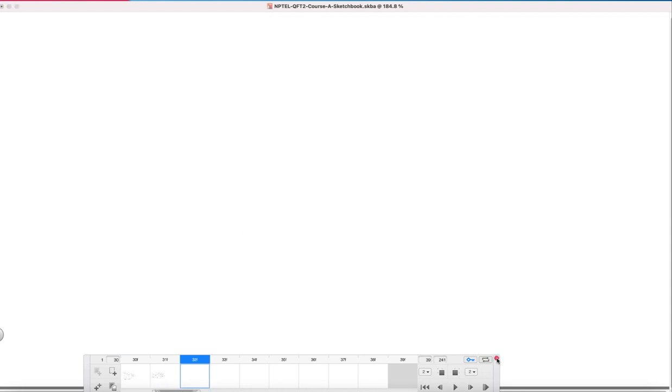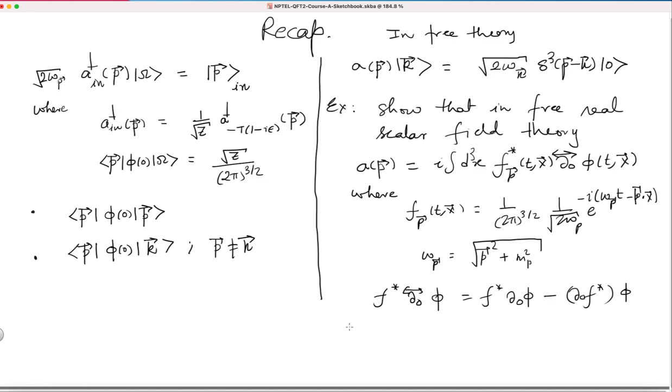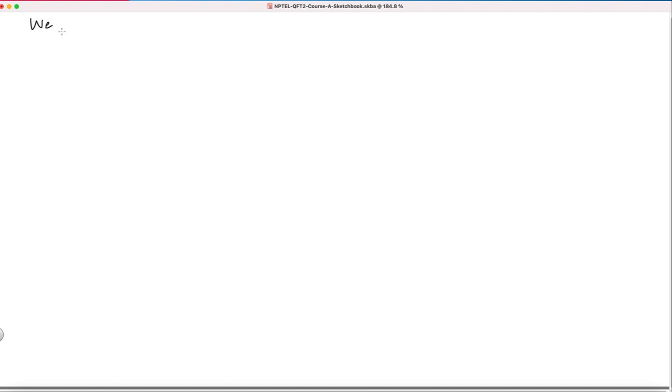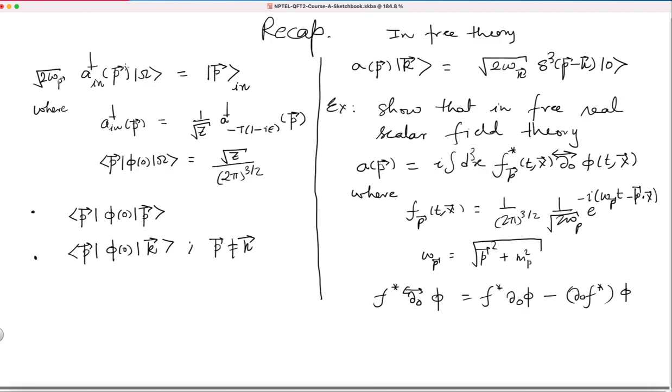Okay, now we are going to make use of this. Again, we will proceed in a fashion similar to that for A dagger, and we will write... I jumped a little bit. So you show that this is true in free theory.